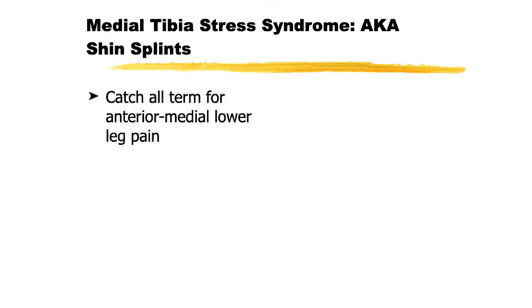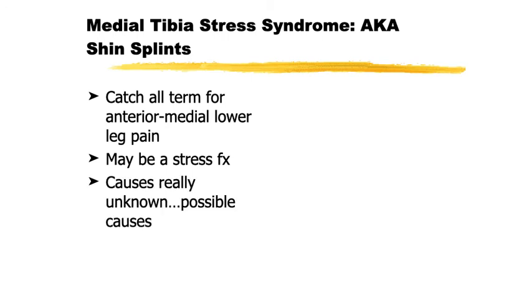Next one is medial tibial stress syndrome. This is also known as shin splints. Again, this is a catch-all term for any kind of anterior medial lower leg pain. Sometimes this could be a stress fracture of the tibia. We really don't know why it happens.